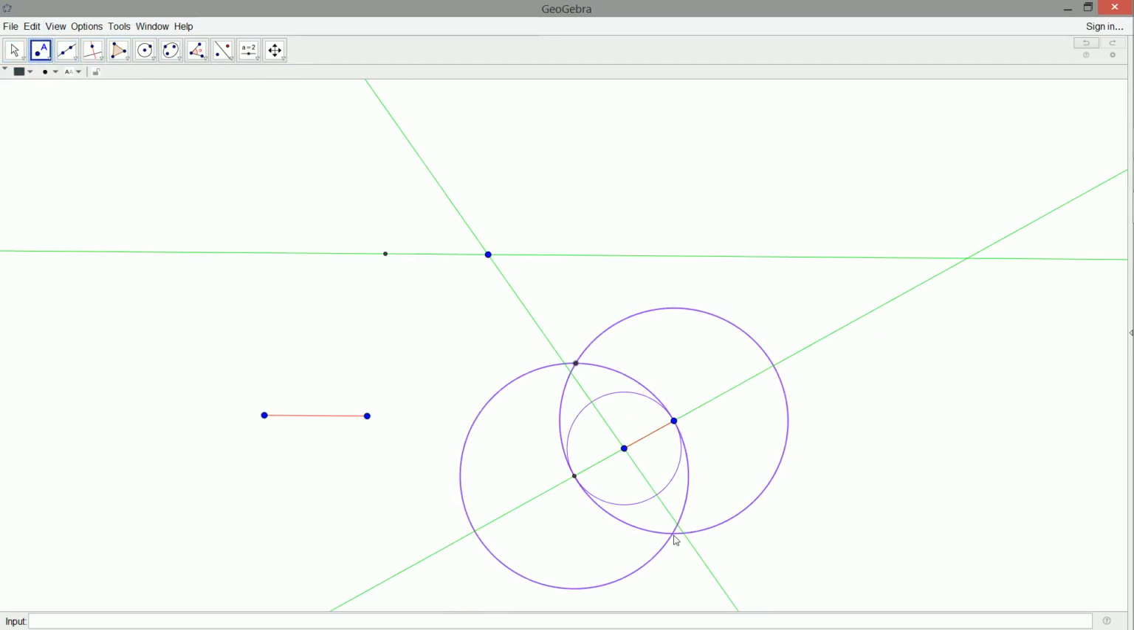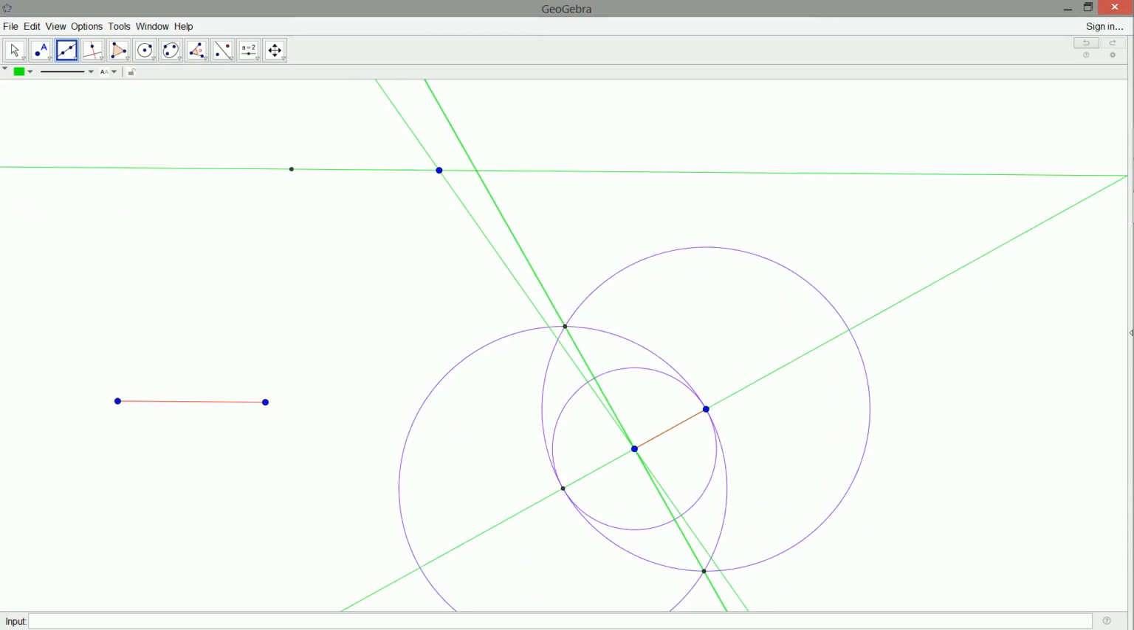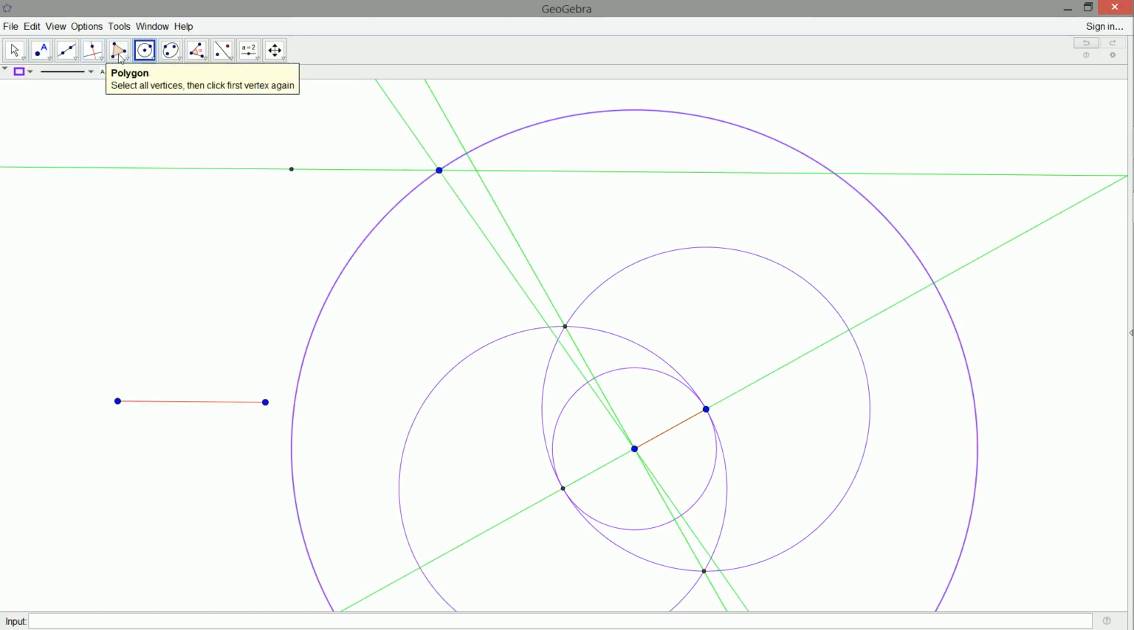There we go. Perpendicular line to our point. And then we need, I picked the wrong circle at the start. There we go. And now the chord going through there, parallel to our red line.